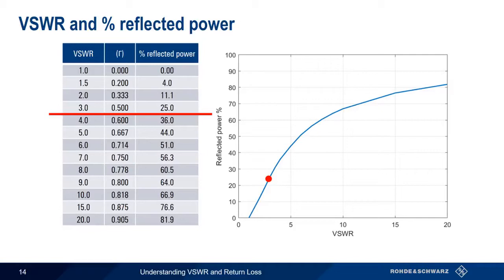But the percentage of reflected power increases dramatically as VSWR increases further. At a VSWR of 6, only about half of the forward power is absorbed by the load, and the remainder of the forward power is reflected back to the source. At a VSWR equals 10, 2/3 of the forward power is being reflected back.